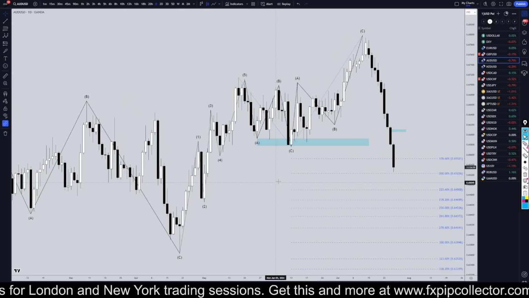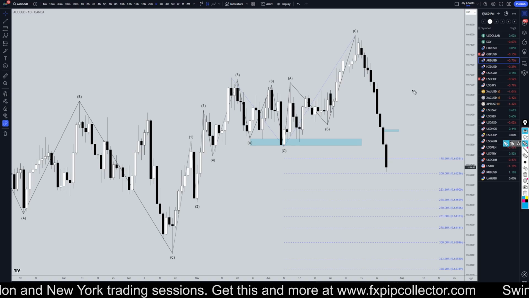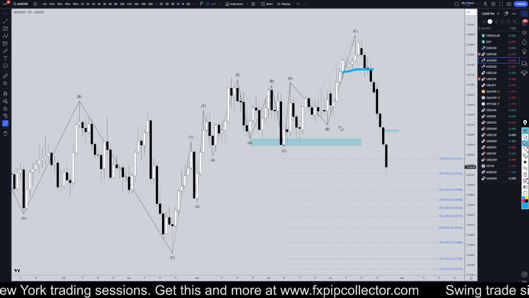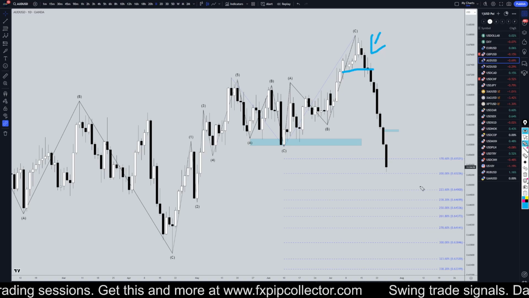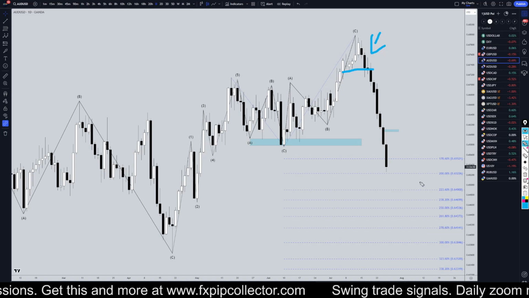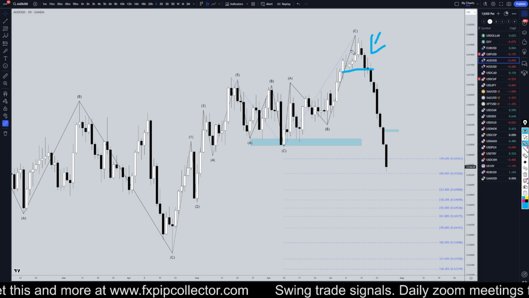Heading down to the daily time frame, ever since we had a break of structure probably almost 2 weeks ago now, way back up here, I would have been looking for nothing but shorts on shorter time frames. The trend is your friend and we just go with the flow.